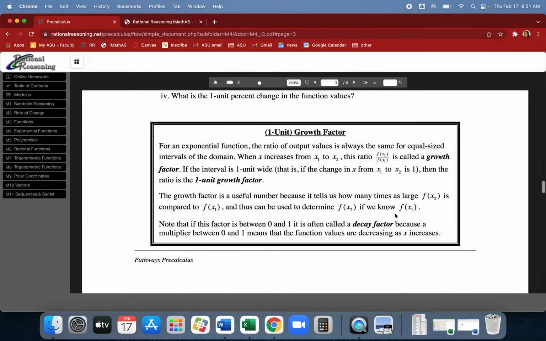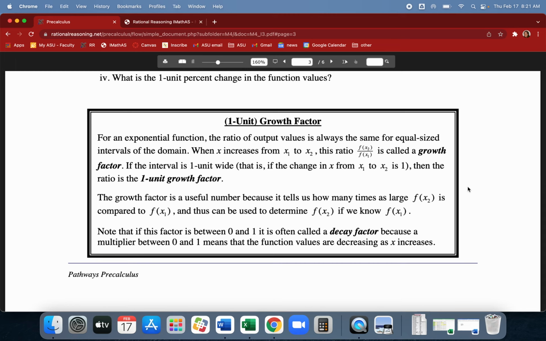Oh, I was going to say it's something nearby. This 1 unit growth factor. I'm just going to make this a little bit bigger. So this 1 unit growth factor is what we've been talking about as we were looking at f of 2 versus f of 1 or something like this that are 1 unit apart, the output values.